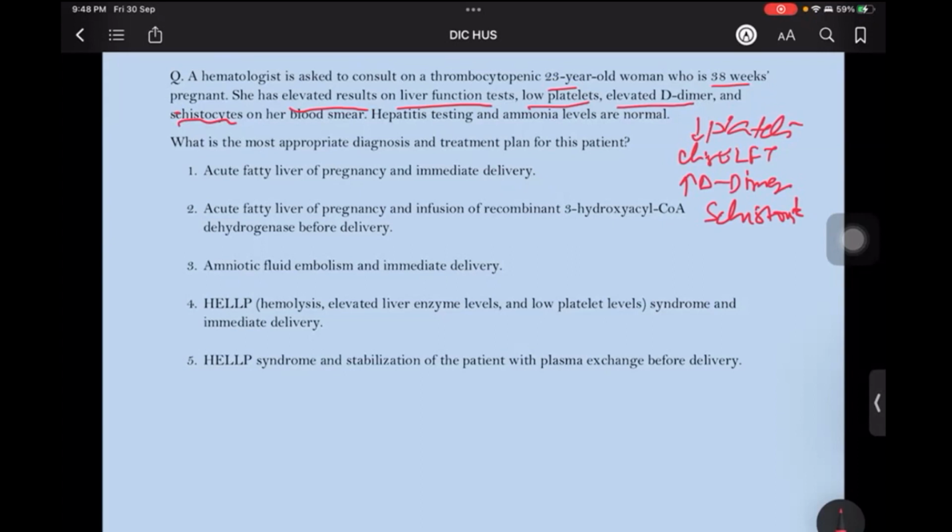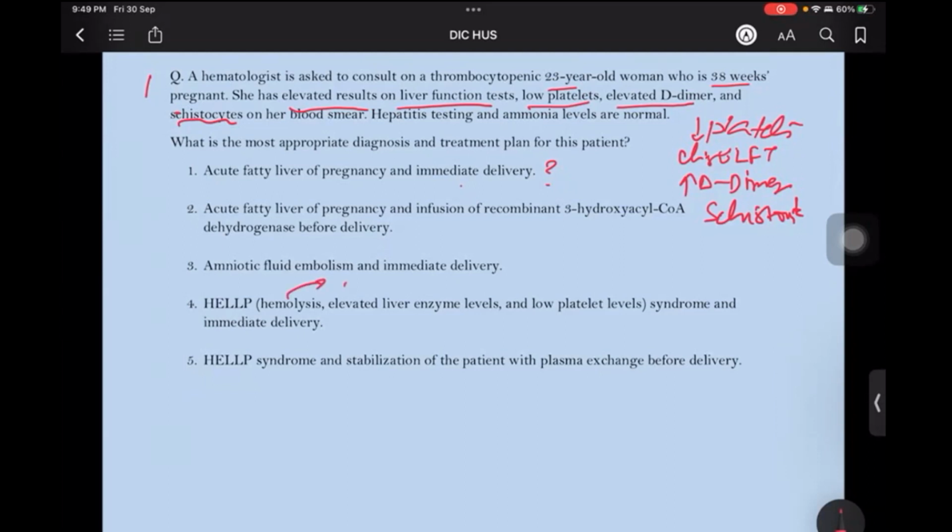Acute fatty liver of pregnancy and immediate delivery. I don't know why this option can be there, because we are here looking at a picture which is about microangiopathy. Acute fatty liver of pregnancy and infusion of recombinant dehydroxyacyl-CoA dehydrogenase before delivery. Amniotic fluid embolism and immediate delivery. Yes, amniotic fluid embolism can cause a DIC-like picture, but why would liver tests be deranged? HELP syndrome and immediate delivery.